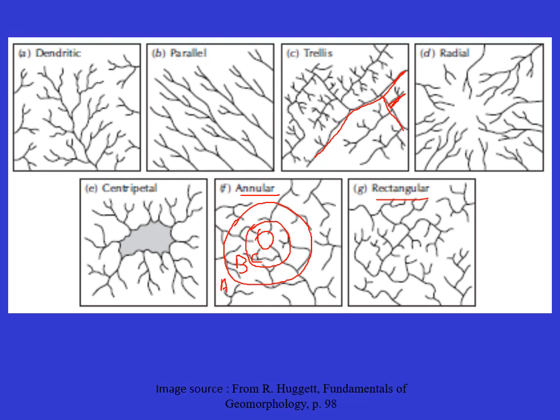And the hard and soft rock types are arranged in an alternate fashion. Whereas in the rectangular type, whatever the rock types may be, soft or hard, they are intensely faulted or intensely jointed. So those structural features control these kinds of drainage network patterns.